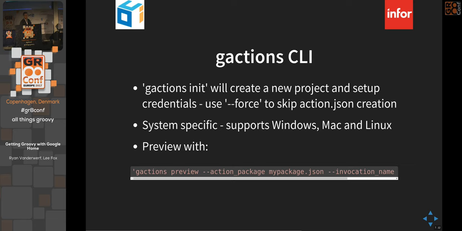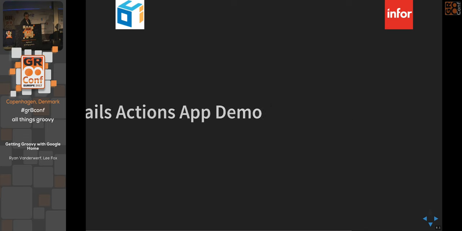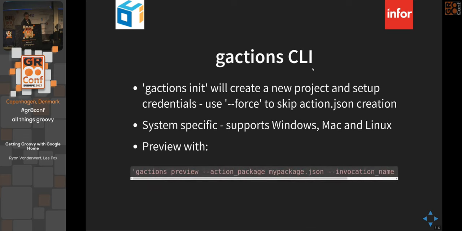You can also run a preview of your thing without ever sending anything to the console. You can just call gactions preview, give it a package name and invocation name. Then you can temporarily use an invocation name, and that will last however long you set. You can add a parameter to tell how many minutes it will be active for, and after that it just goes away.